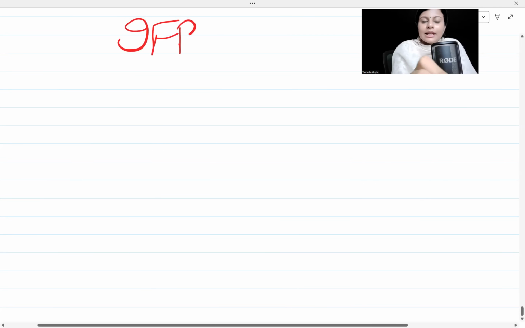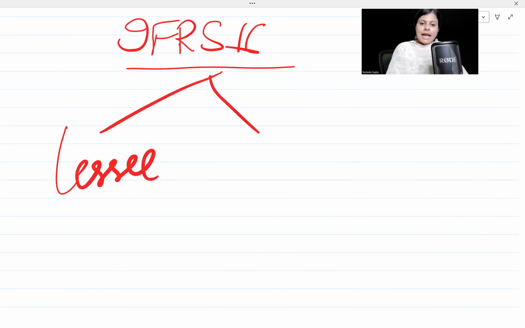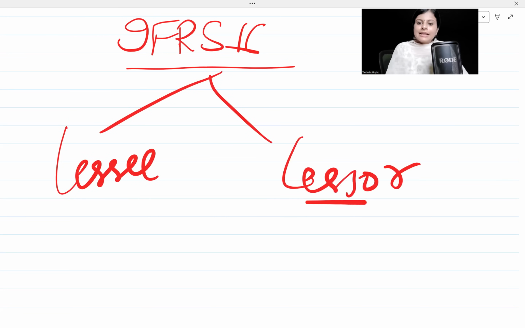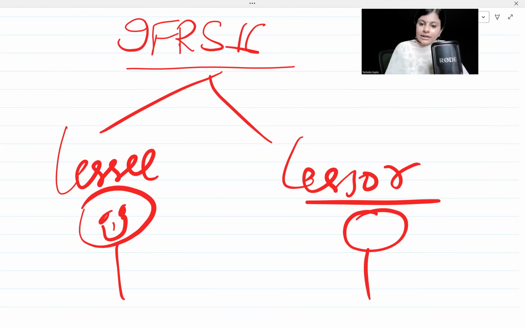Okay, guys, let's continue with the next topic, which is related to IFRS 16 on leases. Once again, basic concepts involved in IFRS 16. Here, basically, we talk about two parties: one is your lessee, another is your lessor. The lessee is that sweet looking person who takes the apartment on rent, the tenant, and the lessor is the landlord, the weird looking, strict landlord. So the lessee is taking the apartment on rent and the lessor is giving the apartment on rent.